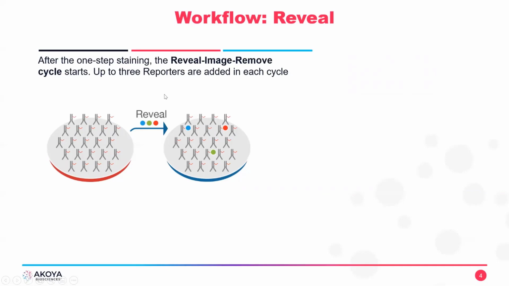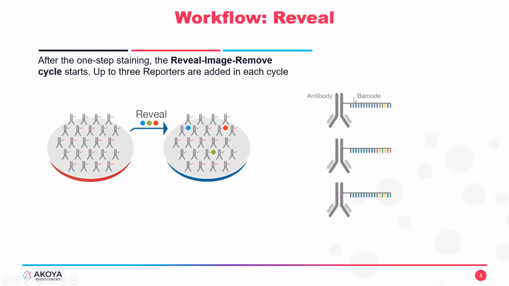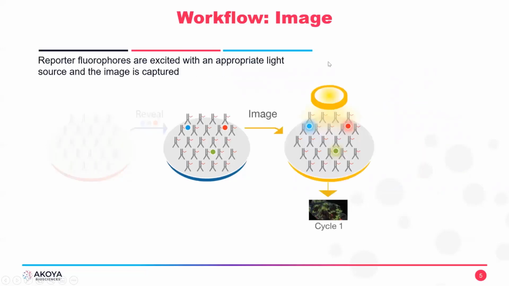During the reveal cycle, up to three antibodies that are labeling the tissue and that are equipped with unique barcodes will be paired with reporter readout probes. These are fluorescent molecules, red, green, blue, that are paired with an oligo. These oligos will bind to the barcode on the antibody and thus allow the microscope to take an image. That will be one cycle.